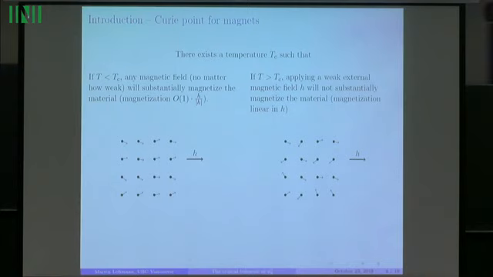While if your temperature was higher than that critical temperature, the moments would be a little bit more likely to point in the direction of the magnetic field, but not very much. And in this talk, I'll actually be interested in what happens exactly at this temperature. So how do these pictures look exactly at the critical temperature? So how does one model magnets?